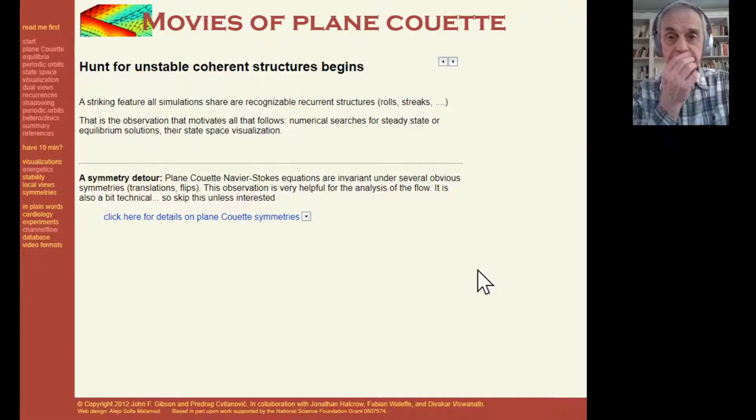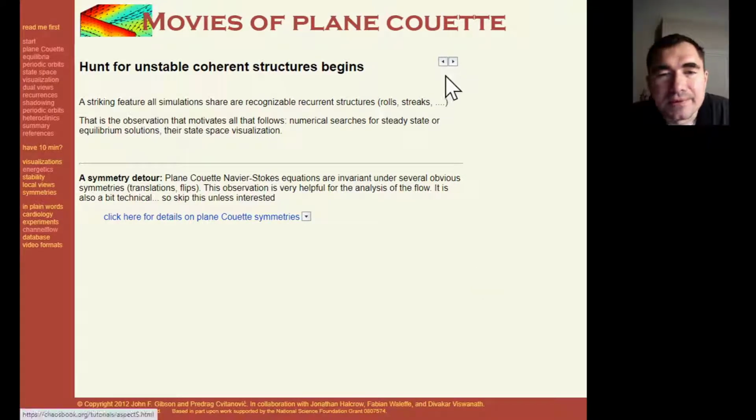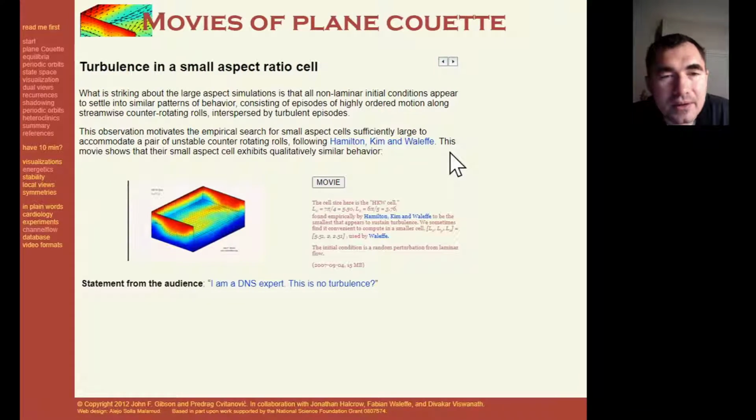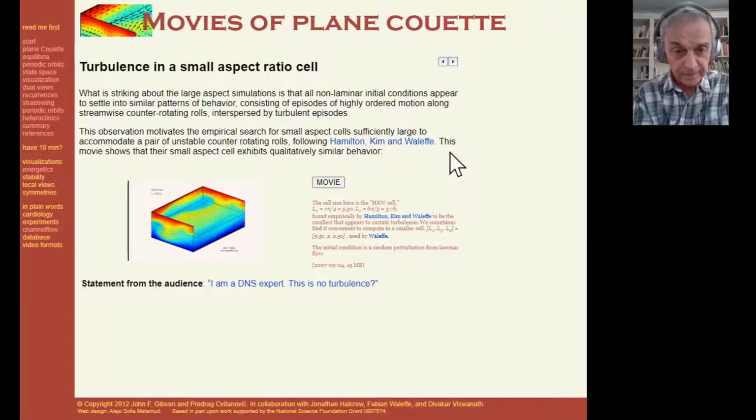So the striking, yep. Yeah. So in the previous movie, right? So we're this one, right? Yeah, the small one. So how can I see the rolls here? So you said they show up every so often. We'll get to them.